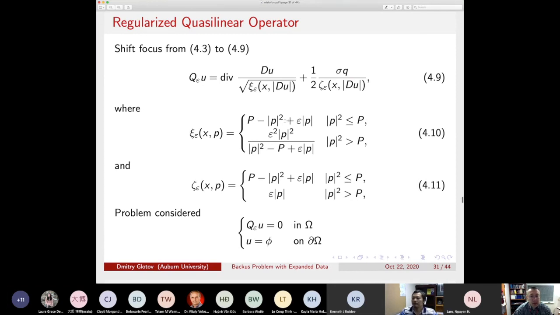When we take epsilon to be zero, we can ignore this. What we have here is that the eigenvalues, denoted by xi and zeta, are non-zero, but we have a problem when the gradient is tangential to the boundary, and in this case the eigenvalues are zero. In order to deal with this, we regularize the equation or the operator, and we introduce some parameter epsilon, which is supposed to smooth things out.